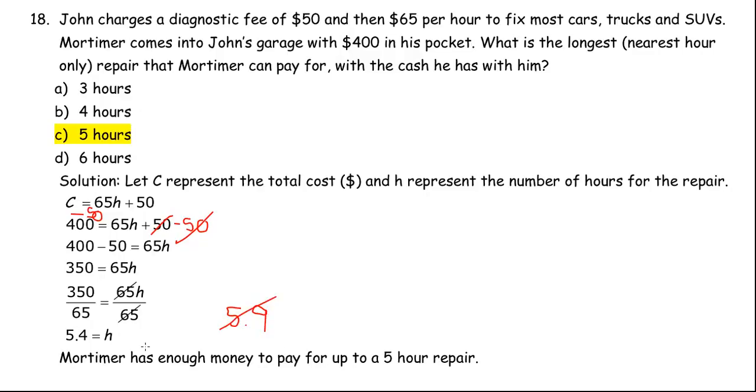So just because 5.4 normally rounds to 5, doesn't mean that 5.7 or 5.8 would mean we would round to 6. You would still round to 5 because the decimal means you don't quite have enough for that next hour repair. And of course, 5 hours is answer C, which is the correct answer for number 18.